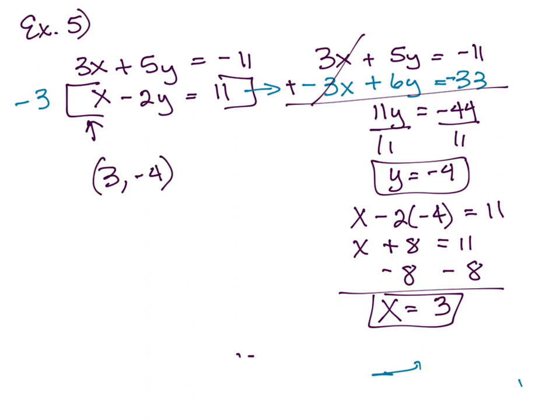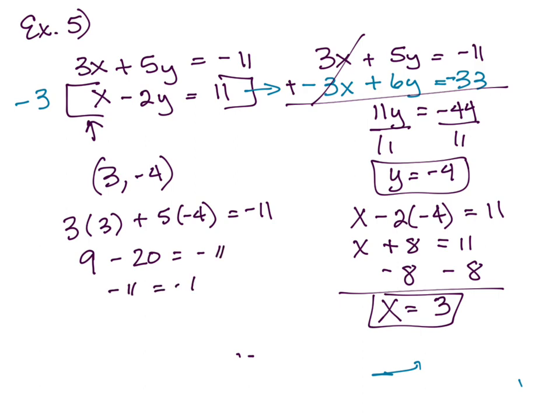And we use the second sentence to find our solution, so we can plug back into the first sentence to check it. I get 9 minus 20. Feels like it's negative 11 on both sides. Oh, I forgot the 4 is negative. Okay.